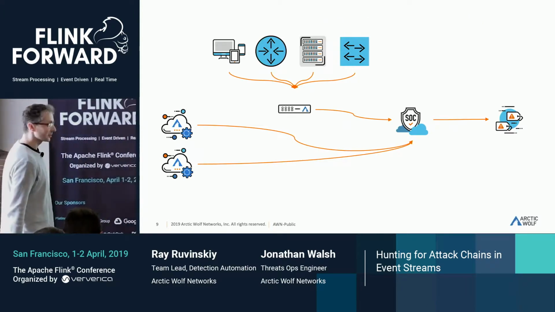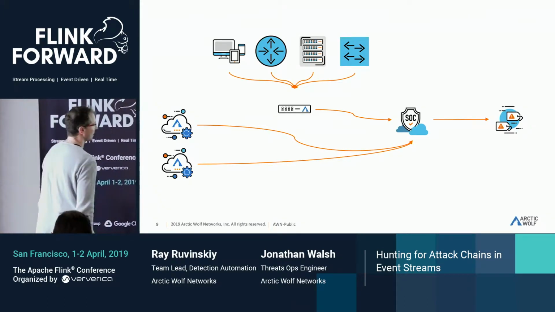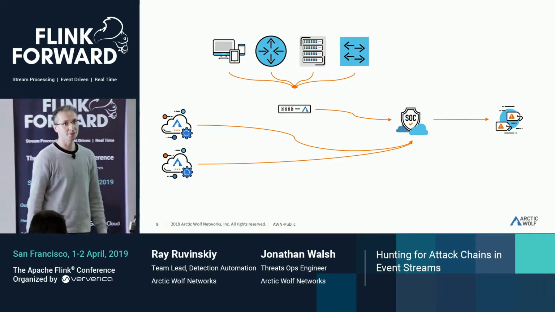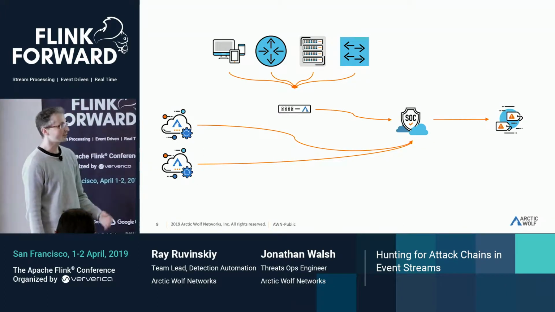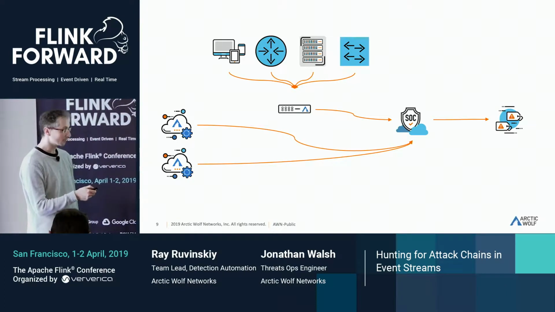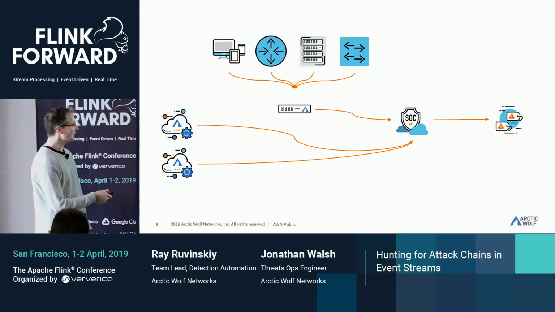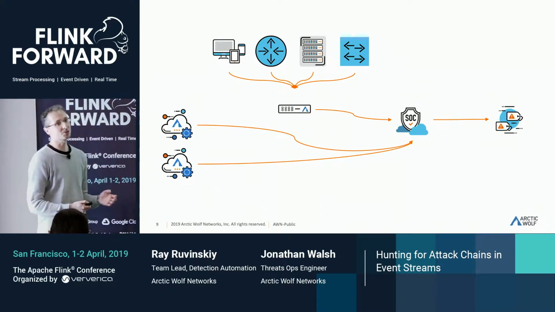So Jonathan talked about what it is that we want to detect, and I'm going to go through how we do it. And to start with, I want to talk about our data sources at a high level. So at the center of it, we have an on-premise sensor. It's a hardware device that we deploy in the customer's network. It has 2 main functions.